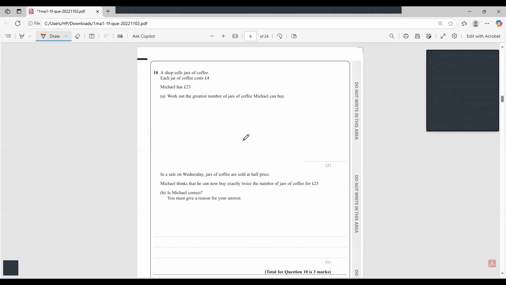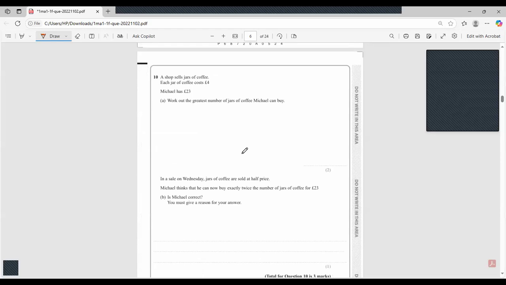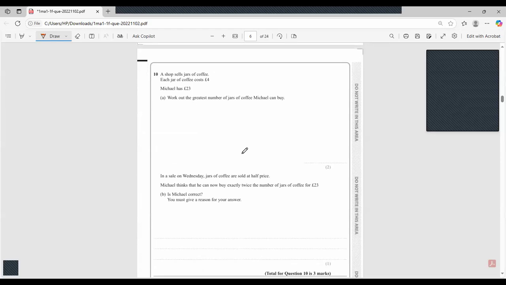How about this one? Yes. Okay. All righty. Which one? Number 10 is 24, sorry, 23 divided by 4, right? And then round it because Number 10. Let me take a look at it properly. The shop sells jars of coffee. Each jar of coffee costs £4. Michael has 23 pounds. Work out the greatest number of jars of coffee that Michael can buy.